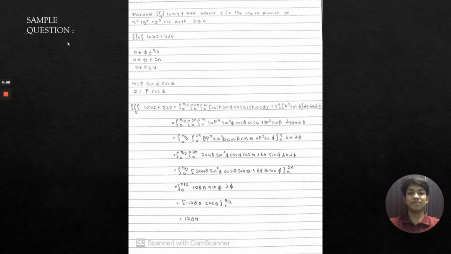This is for the simple equation of triple integral. Evaluate the triple integral of tan xz plus 3 dV, where E is the region portion of x squared plus y squared plus z squared equals 16, with z larger than or equal to 0. This is for the general equation. For the coordinates, this is what we get from this graph.